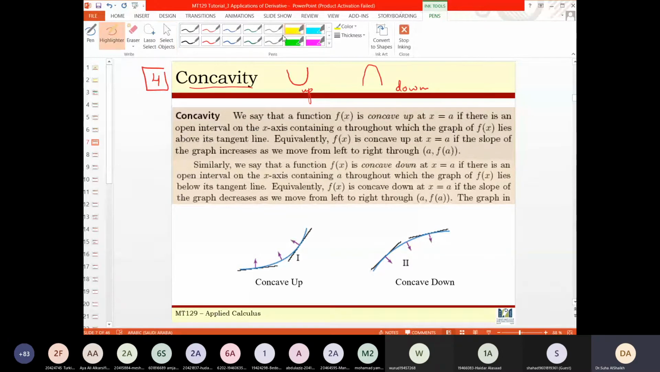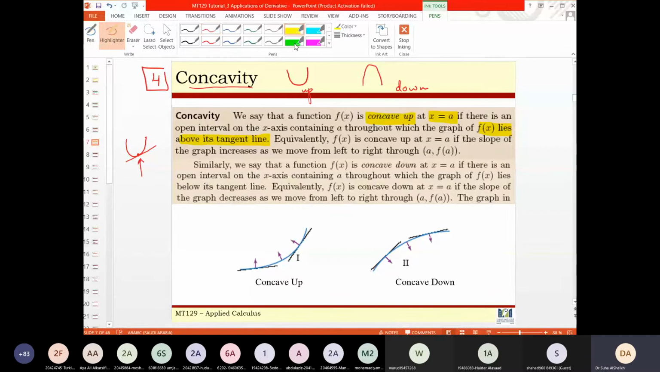So the concavity now, so as we said, the function can be concave up, the function can be concave down. We say that the function is concave up at a point x equal to a if there is an open interval around this a where the function f of x lies above its tangent line. If this is my function and this is the tangent line, my function is above the tangent line, so my function is concave up. It makes sense, صح? My function is above the tangent line.